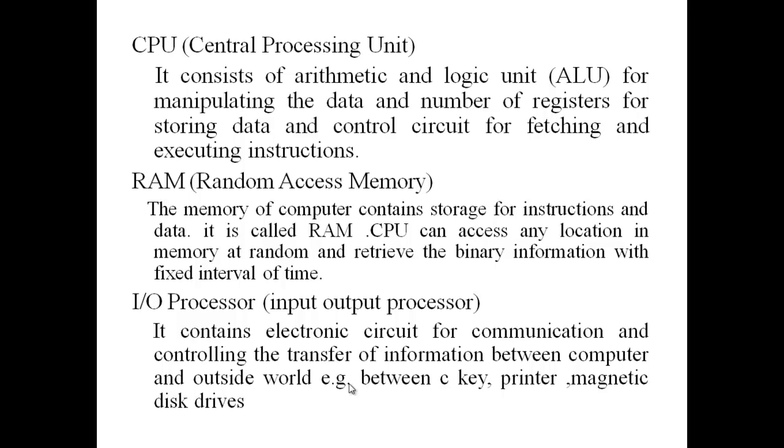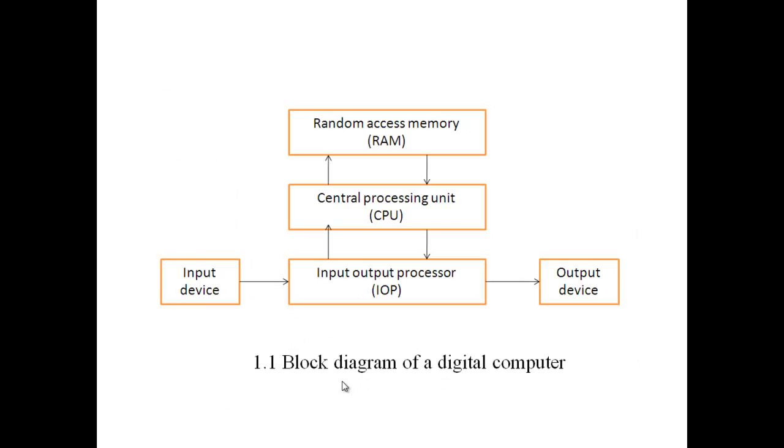Random access memory. The memory of the computer contains storage for instructions and data. It is called RAM. CPU can access any location in memory at random and retrieve the binary information within a fixed interval of time. Input-output processor. It contains electronic circuit for communication and controlling the transfer of information between computer and outside world. Here, outside world can be keyboard, printer, magnetic disk drives. As you can see in the diagram, there is an input device, and the input device can be a keyboard, and the output device can be a printer.